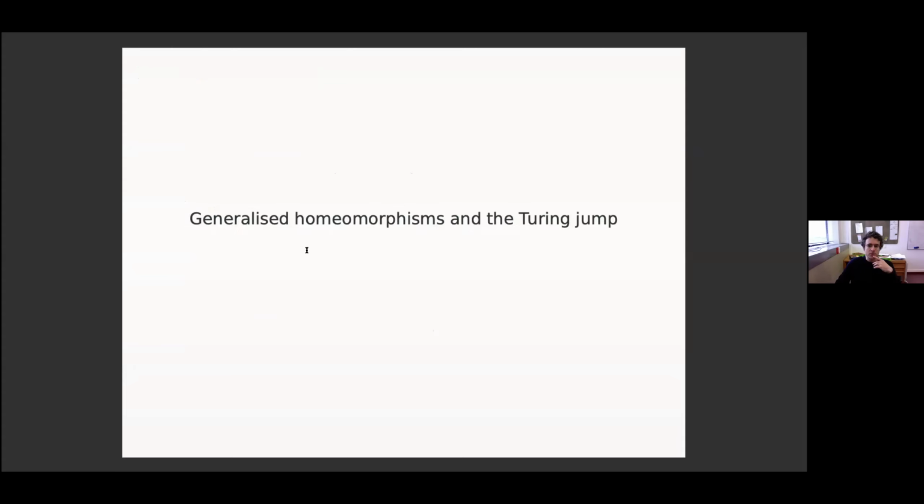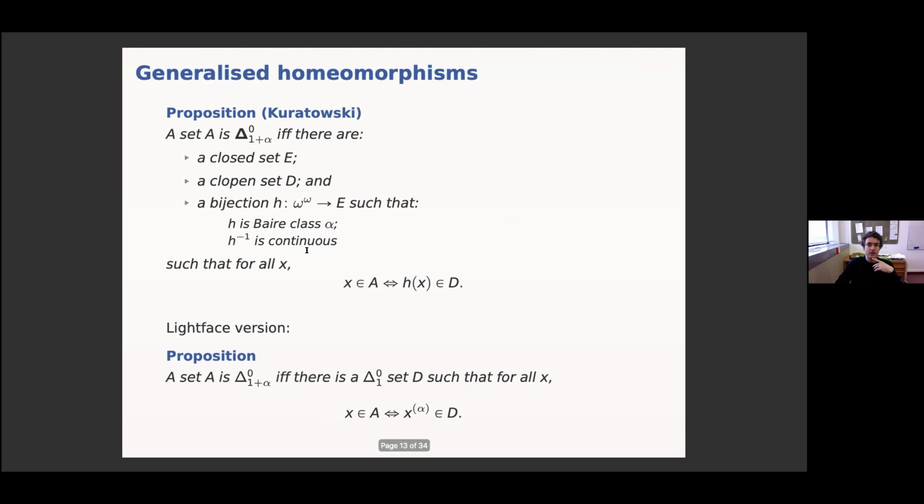Let me look in more detail into one of those relationships between effective and non-effective aspects of descriptive set theory. Here's a theorem that goes back to Kuratowski that characterizes what boldface delta 0 alpha means. Now you'll see that in a variety of my talk, because I thought I should be precise, I'm using 1 plus alpha rather than alpha, because there's a mismatch at the finite level of the hierarchy. For infinite levels, of course, 1 plus alpha is alpha. So don't worry too much about that. Think about delta 0 alpha where alpha is infinite. So what does it mean for a set to be delta 0 alpha boldface?